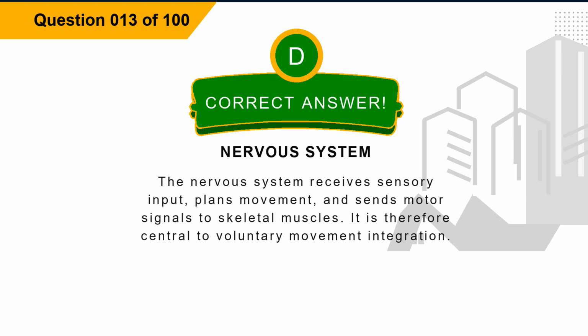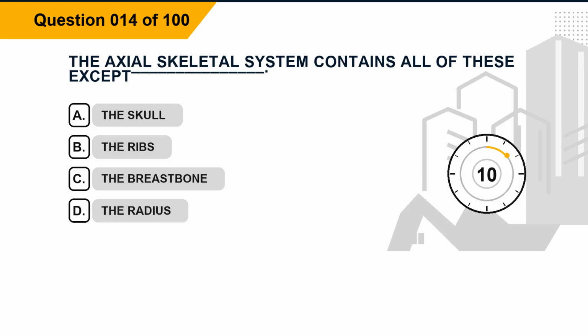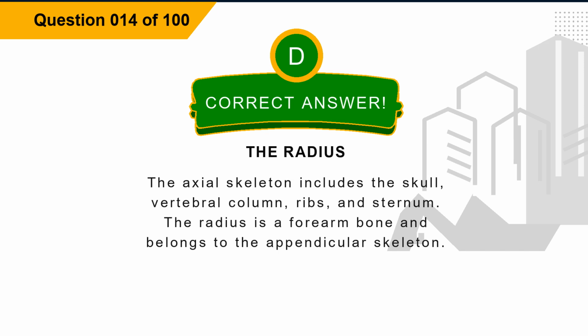Explanation. The nervous system receives sensory input, plans movement, and sends motor signals to skeletal muscles. It is therefore central to voluntary movement integration. Question 14. The axial skeletal system contains all of these except blank. Option A, the skull. Option B, the ribs. Option C, the breastbone. Option D, the radius. The correct answer is option D, the radius.